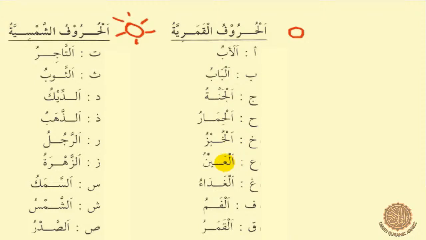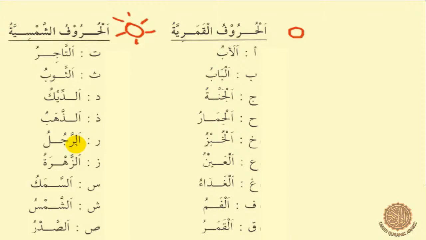The Huruf Shamsiyah, notice here, we have At-Tajiru. At-Tajiru, there's a shadda there. Ath-Thawb, the garment. Ad-Deek, the rooster. Adh-Dhahab, the gold. Ar-Rajul, the man, and so on.